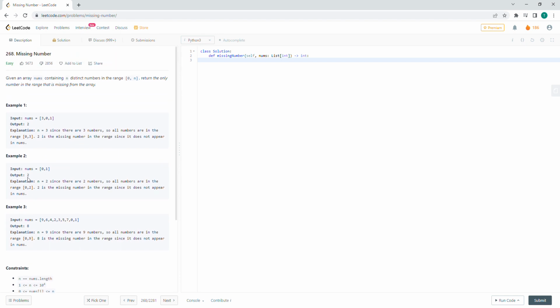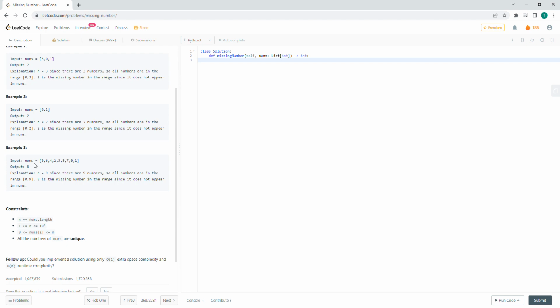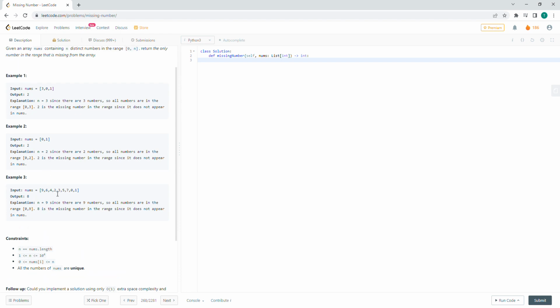We're given here example number 2, n equals 2, right? Because we have 2 numbers in the array, and what number is missing? We have 0, 1, so 2 is missing. Because 2 is inclusive, 2 is missing from the array, therefore we return the output 2. In the last example, the array nums has n equals 9, so 0 to 9 inclusive, and the number that's missing from the array nums is 8.